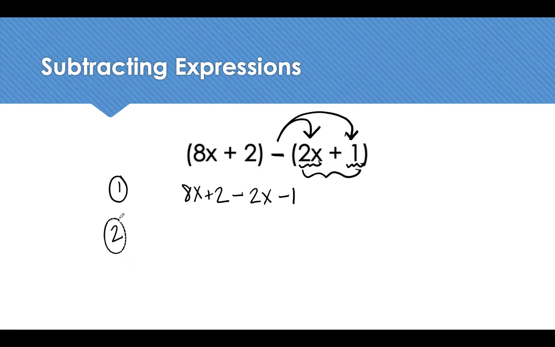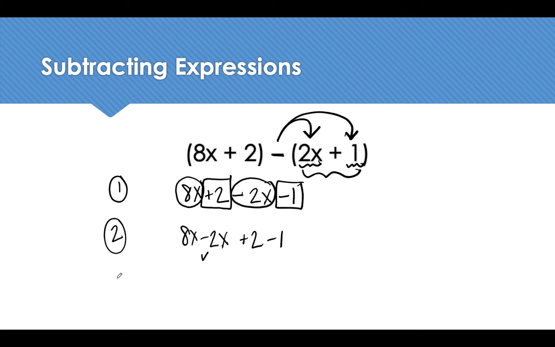Step 2 is that we're going to rewrite it so that our like terms are side by side. So we have 8x minus 2x, and then we have a +2 and a -1. So combining our like terms, we get 6x, we get 1, and then we put a plus sign in between for our final answer of 6x plus 1. Again, make sure you're writing this down in your notes.